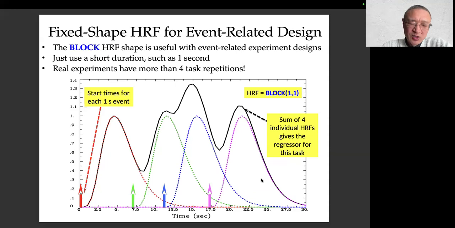As a user, you only need to provide the temporal location of those arrows, the timing, right? When each trial occurs. That's the input file. The program internally will perform this convolution process. Then in the end, you will get this black curve. As a user, you need to pay attention: when you go through quality check, you will be able to visualize each regressor. In this case, it would be the black curve.